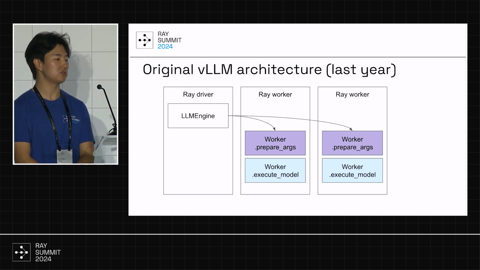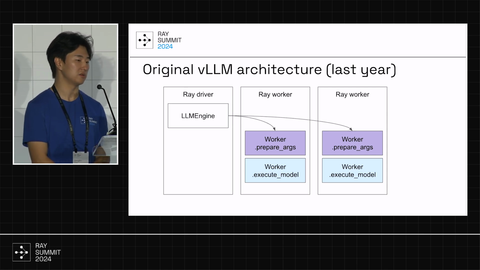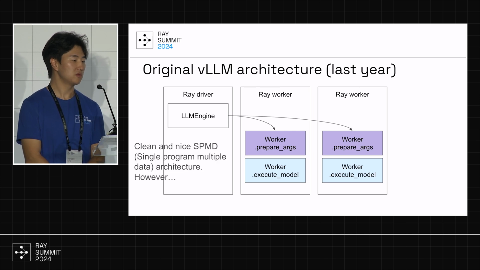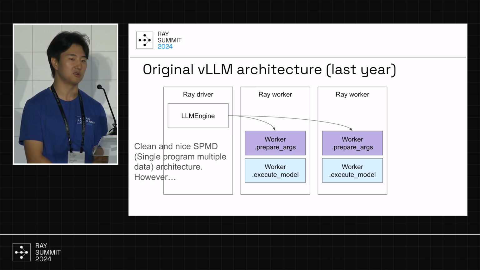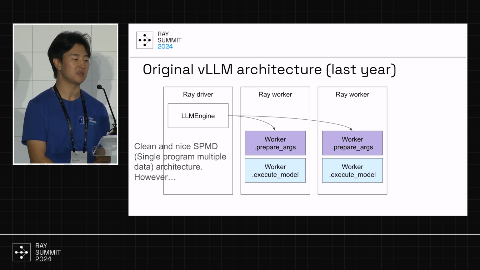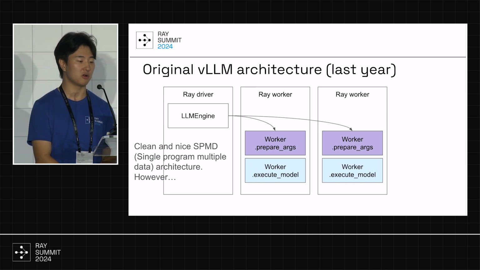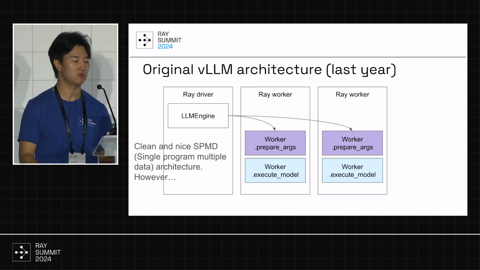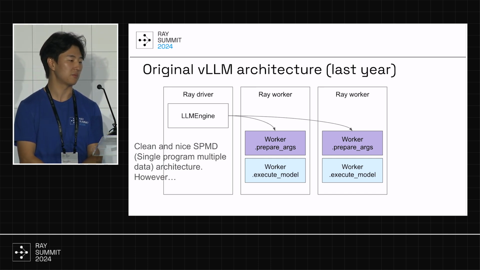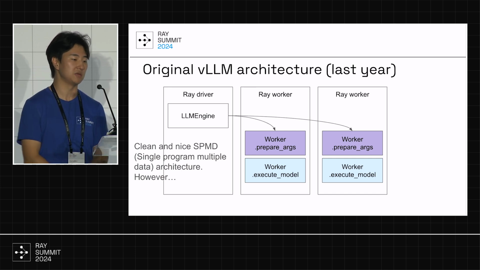Now let's go back to the vLLM architecture last year, around 2023. So the original architecture has this driver, which has the LLM engine class. This LLM engine class also contains a scheduler. So it chooses the group of batches, and it's sending data to Ray workers through the CPU. And then each worker is preparing the arguments, which means they're moving the CPU data into the GPU and running the model together. So as I mentioned before, it's called the single program, multiple data programming style. So you run exactly the same code with different data, with tensor parallelism in it.